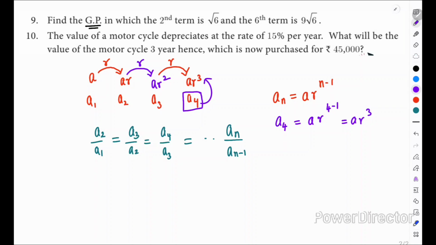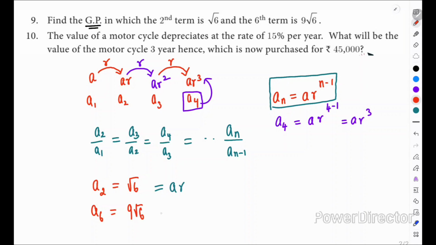Now let us try to solve the ninth question. The question says: find the GP in which the second term is root 6. Very simple. Second term A2 is root 6. How do I write A2? Since I have learned this formula, I can apply it. That's nothing but AR. Now they are telling A6. What is A6? They are giving 9 root 6. So I write AR power 5. You can just reduce one value over here.